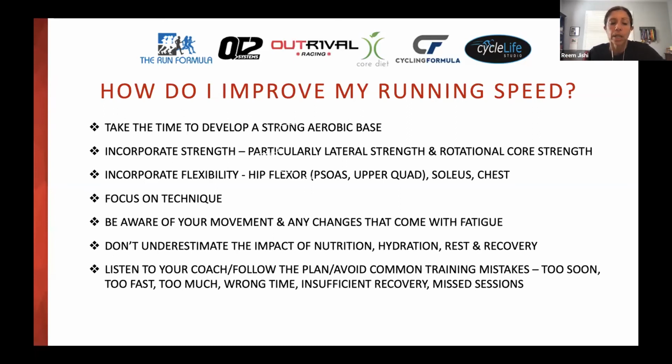Technique, as I mentioned, awareness of what you're doing. That's just your cognitive awareness of what your run feels like, and realizing, oh my God, I'm getting tired. I'm starting to slump over, or I'm starting to reach out in front of me with my feet, like changes that happen with fatigue, just being aware of them and knowing what you're going to tell your body to trigger your reset is important. And then all the other things, nutrition, hydration, rest and recovery, all of that is going to impact your running speed.